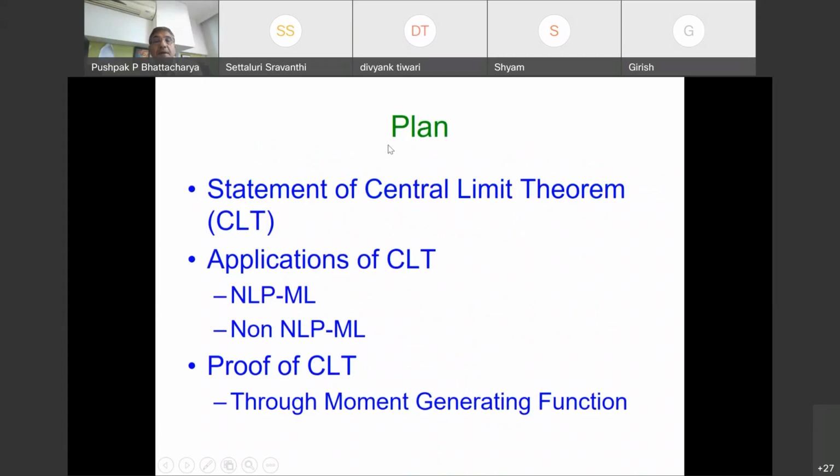Let me proceed. The plan is to give the statement of the central limit theorem very precisely, and then look at applications of the central limit theorem in NLP ML as well as non-NLP ML tasks. In fact, we'll first look at a non-NLP ML task, and then we'll give a rigorous proof of the central limit theorem through what is called the moment generating function. So hopefully this will brush up a lot of your probability and maybe introduce you to new concepts in probability.